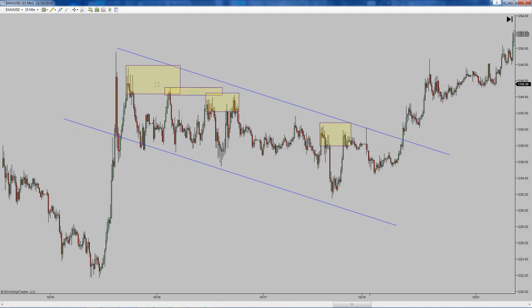Supply is gradually being absorbed until all the sellers have gone, and then price is able to break up. And that is why a bear or a bull flag works.